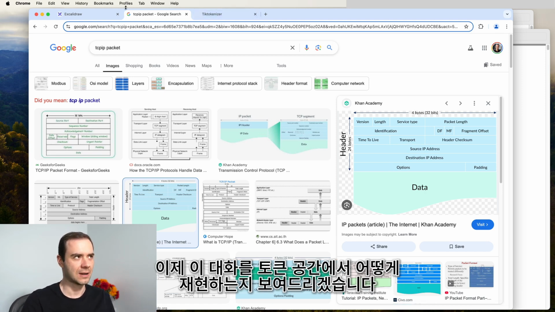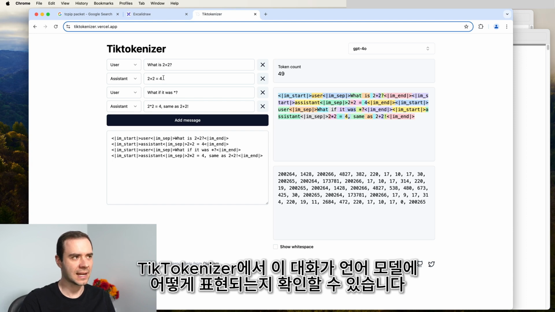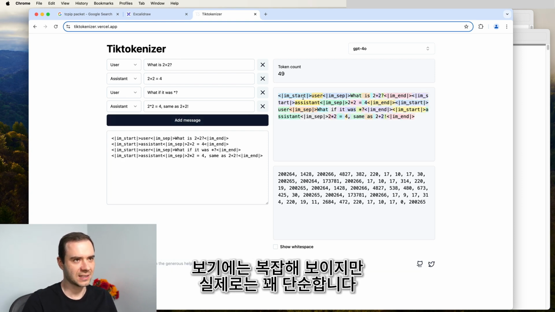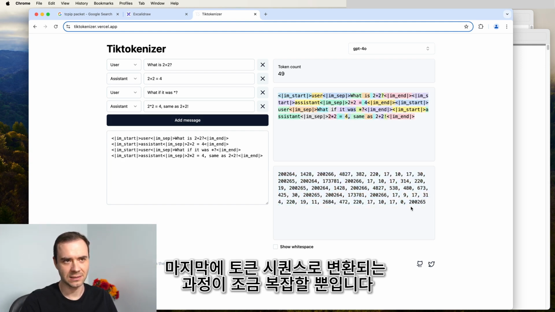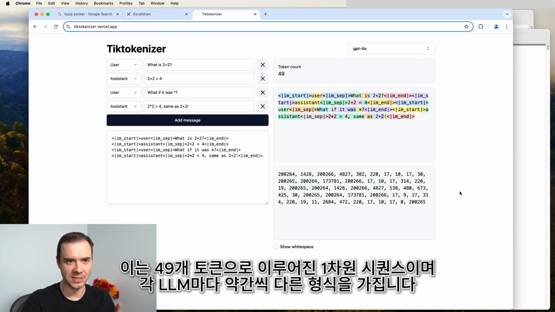And so I want to show you now how I would recreate this conversation in the token space. If you go to Tick Tokenizer, I can take that conversation, and this is how it is represented for the language model. Here we are iterating a user and an assistant in this two-turn conversation. It looks ugly, but it's actually relatively simple. The way it gets turned into a token sequence at the end is a little bit complicated, but in the end, this conversation between a user and assistant ends up being 49 tokens. It is a one-dimensional sequence of 49 tokens, and these are the tokens, okay?